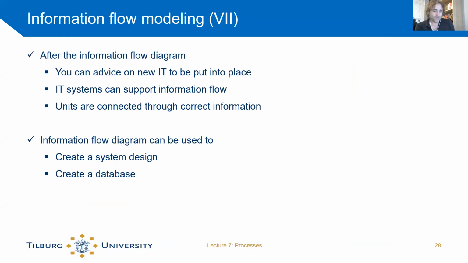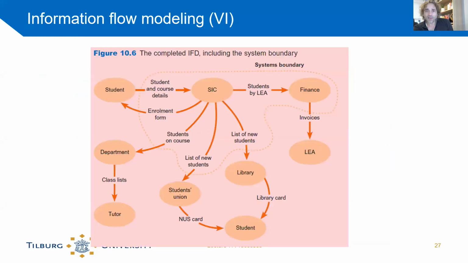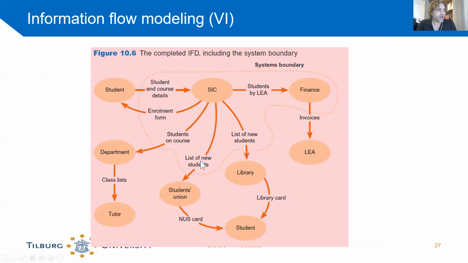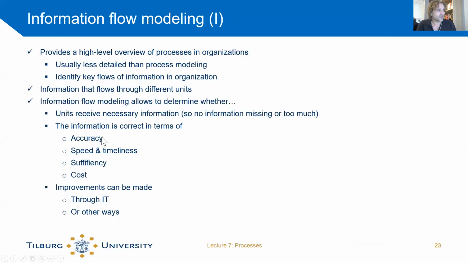So what can you use an information diagram like this for? Well, like I said, you can use it to optimize information. So to think about the information flows in a diagram in terms of accuracy, speed and timeliness, sufficiency, and cost. You can see that this is the first time I teach this lecture because it's chaotic, as always, and there are still a lot of spelling errors here. Sorry about that.